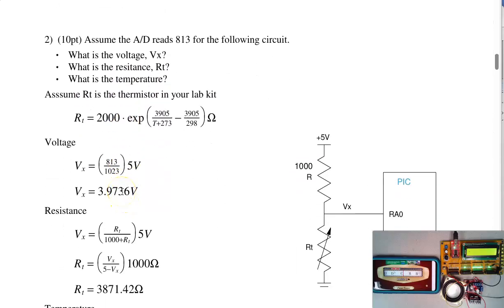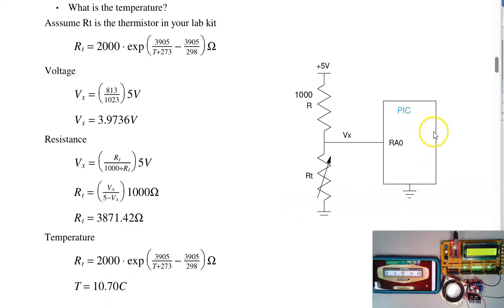Problem number 2 is with the analog input. I could build a voltmeter, ohmmeter, or a temperature sensor. So this one you don't program, you just do calculations. The analog input reads 0 volts to 5 volts. 0 volts reads as 0, 5 volts reads as 1023. So if I know the voltage, I know the A to D reading. Going backwards, if I know the A to D reading, I know the voltage.